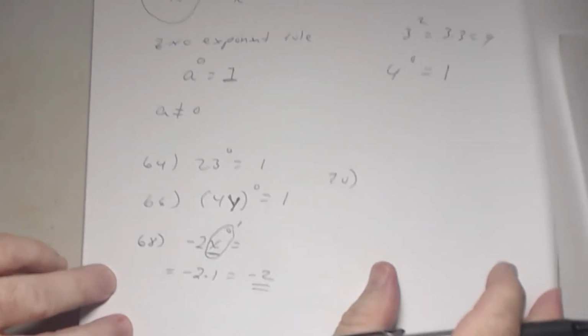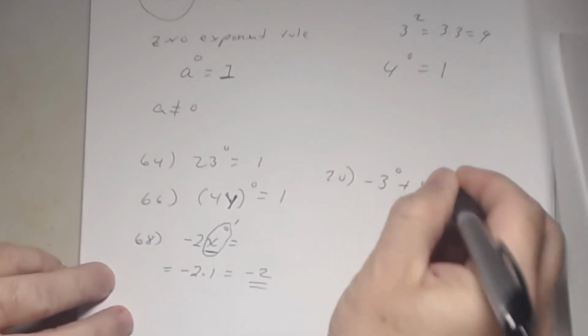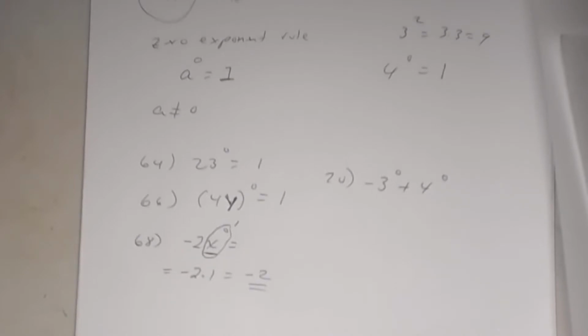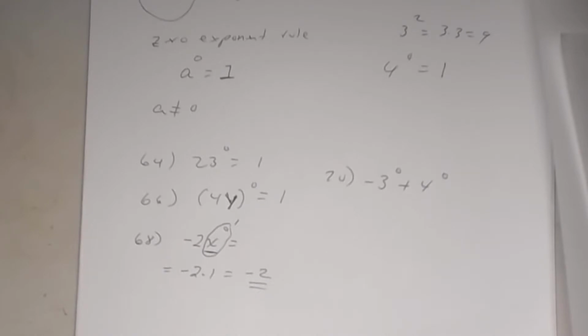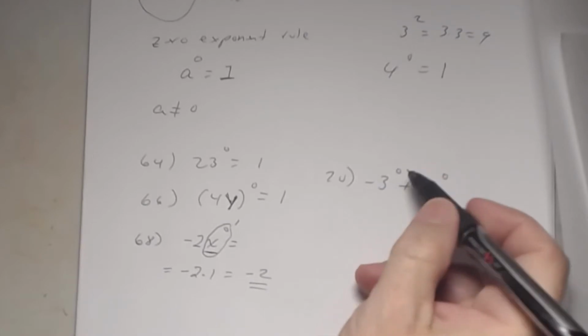70. You have negative 3 to the 0 plus 4 to the 0. Now you see some of you are forgetting. Some of you are getting 2. You're saying this right here is 1, right? That's what some of you said. That's not true. That right here is not 1.